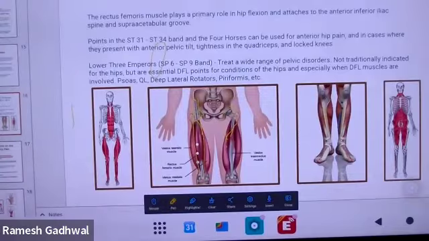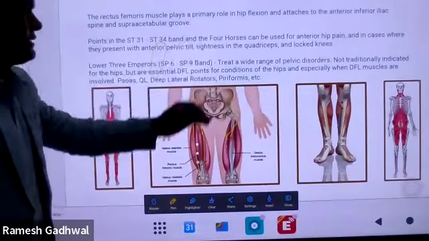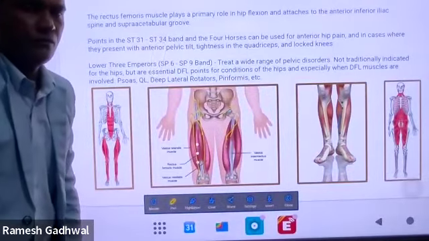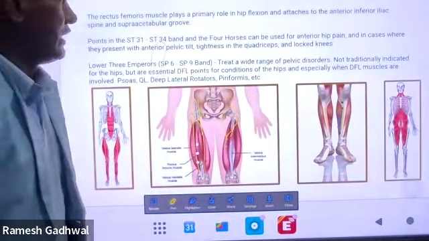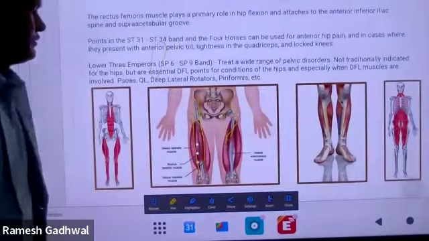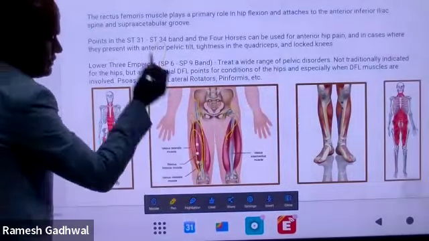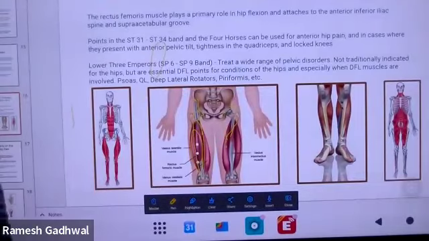And in cases where they present with anterior pelvic tilt, tightness in the quadriceps muscles and a locked knee. When the knee is locked, then you use these points. Four horses.